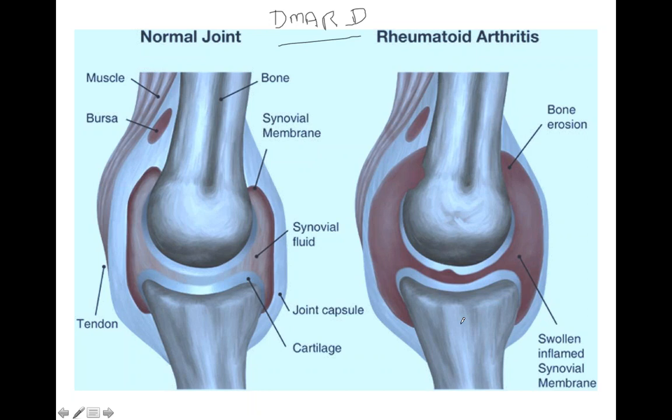Whenever we give methotrexate to the patient, we have to monitor both CBC and LFT. CBC, why? Because it causes pancytopenia. LFT, why? Because it is hepatotoxic. So we cannot give methotrexate when the patient is alcoholic or has hepatitis, because it's contraindicated. Also it causes alopecia, oral ulcers, interstitial lung disease, and it is teratogenic. Everything is given in the notes, so you don't have to write these side effects.